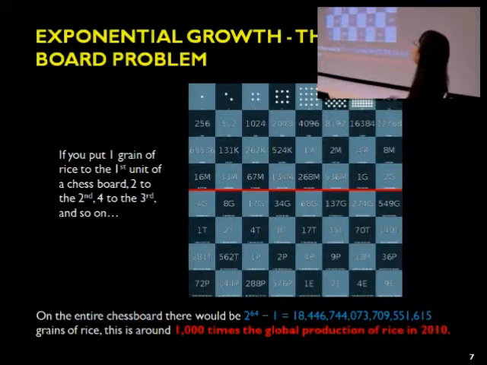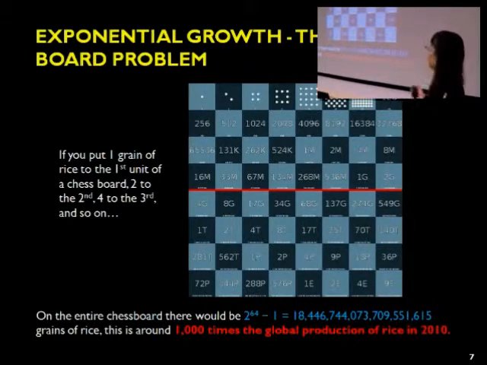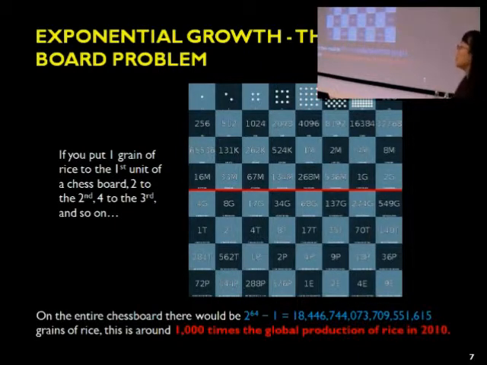So you start with putting 1 grain of rice on the first unit of your chessboard, 2 on the second, 4 on the third, and so on. Eventually, when you try to fill in all the 64 units of your chessboard with grains of rice, you need a pile of rice that is higher than the highest mountain in the world.